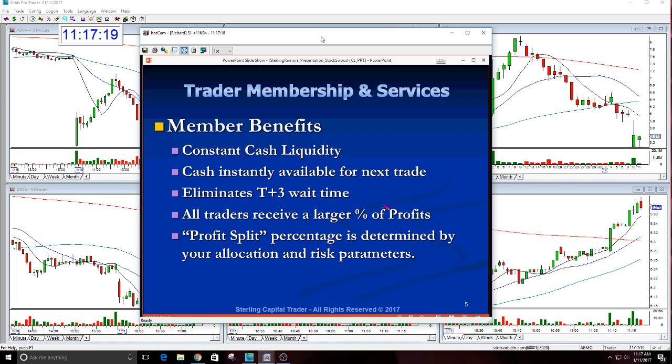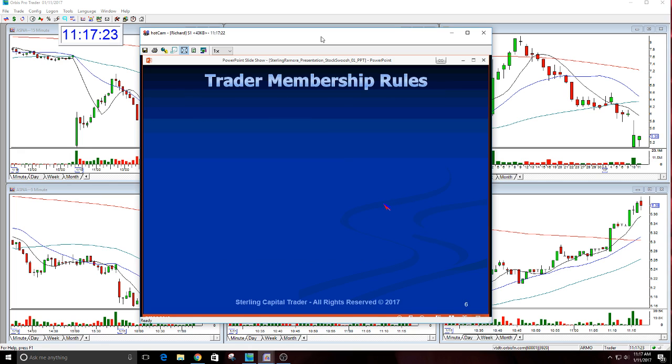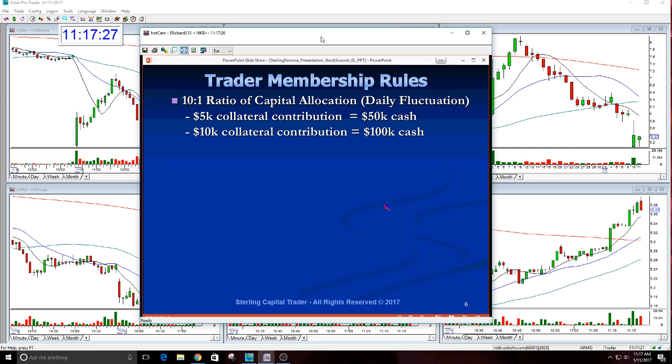That's called the profit split. The percentage is typically determined by your allocation of capital and your risk parameters. Okay, trader membership rules. They do have some rules. If you are trading with their money, basically the way it works is like this. They give you a 10-to-1 ratio of capital allocation, and this fluctuates daily.